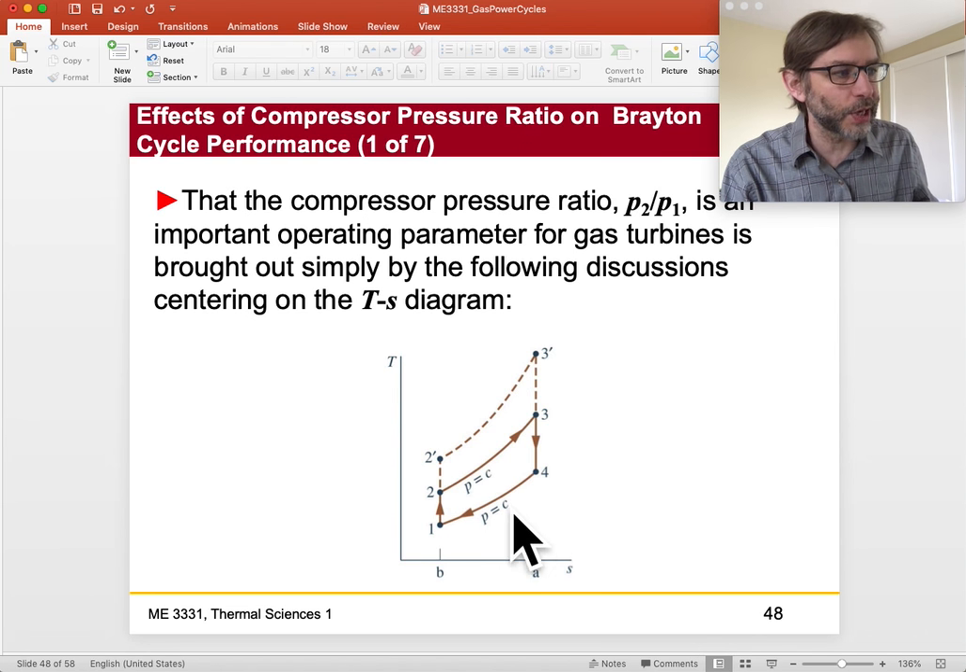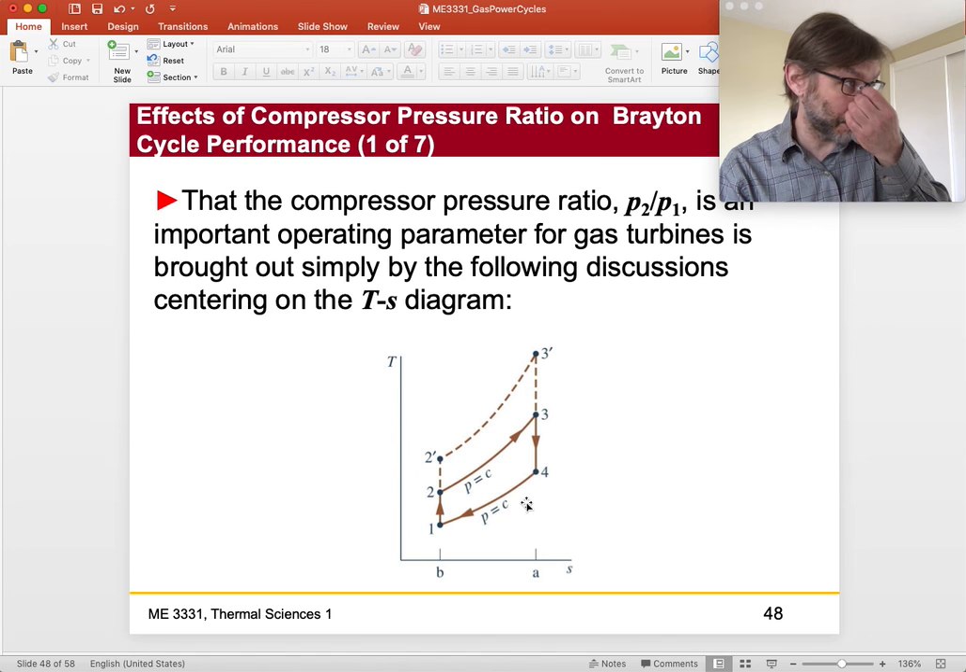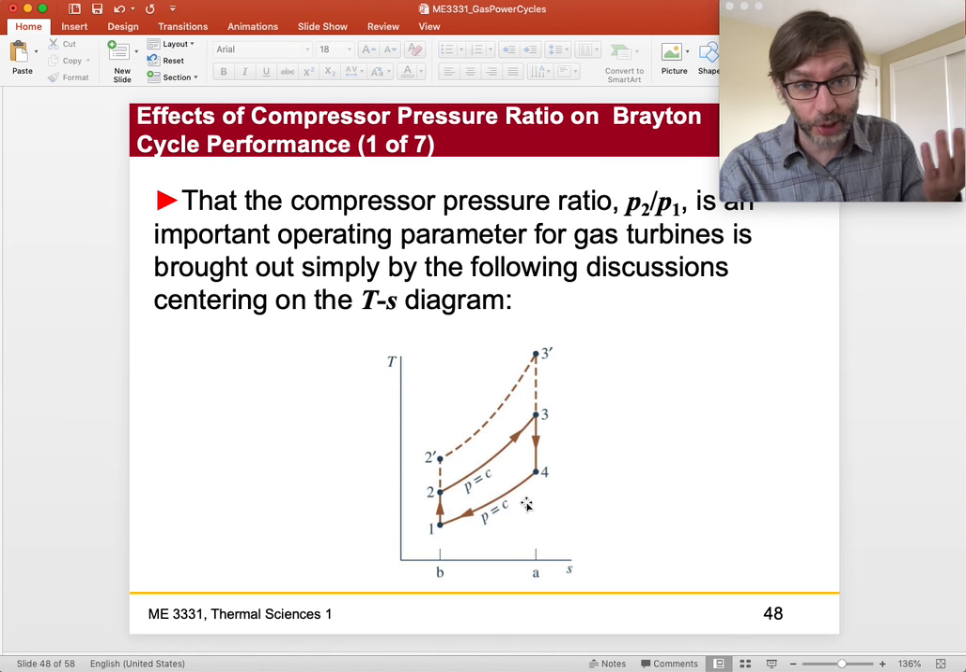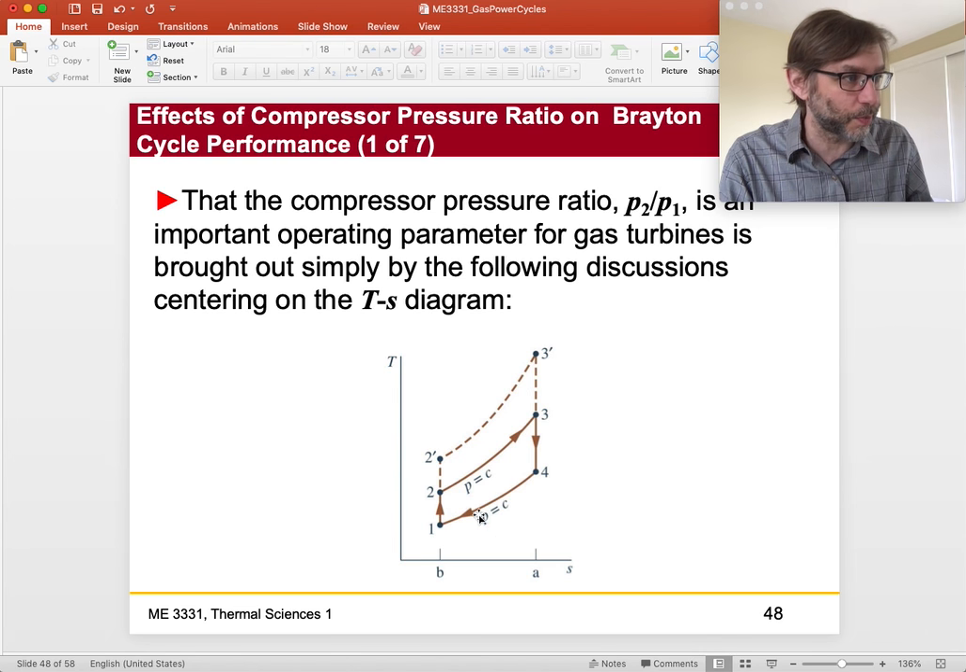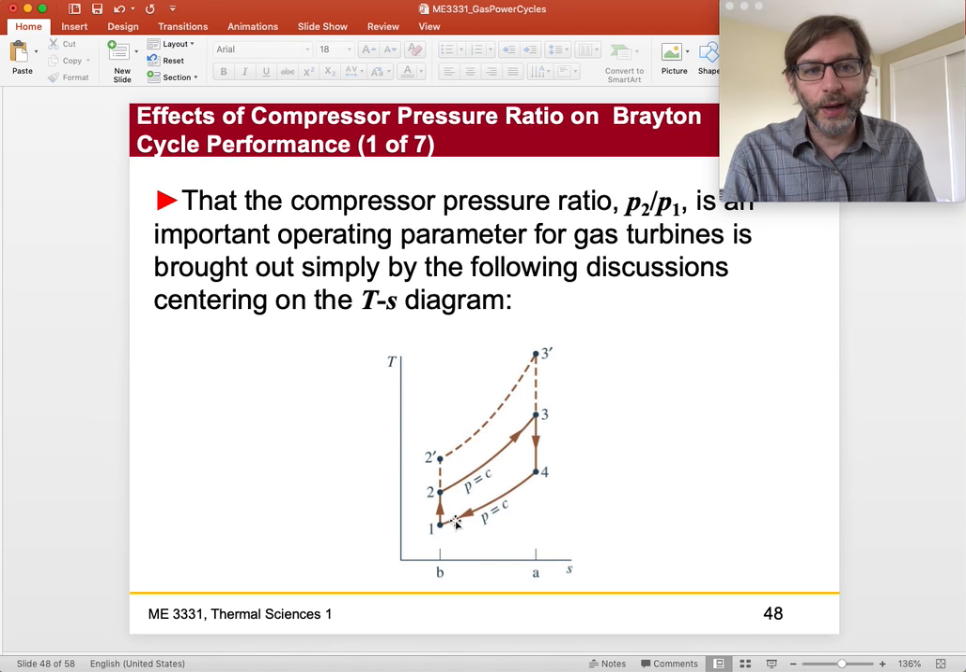On the bottom, you can't change the pressure so much because the bottom is governed by the atmospheric pressure, usually, because you have a compressor that's drawing air from the environment. So that pressure is kind of atmospheric. So this pressure here, 1 to 4, is the atmospheric pressure. So there's not much you can do to reduce it.